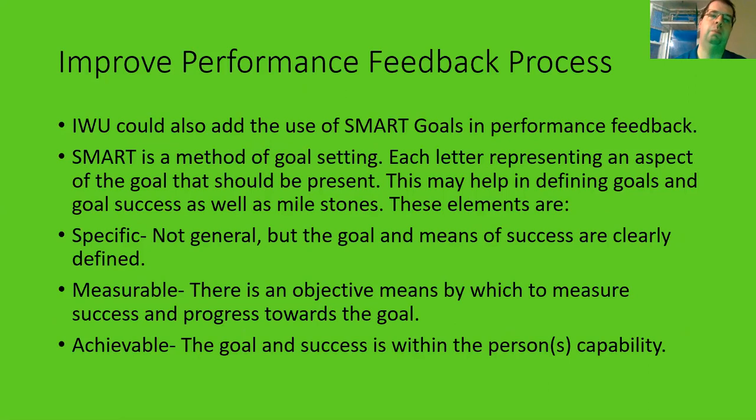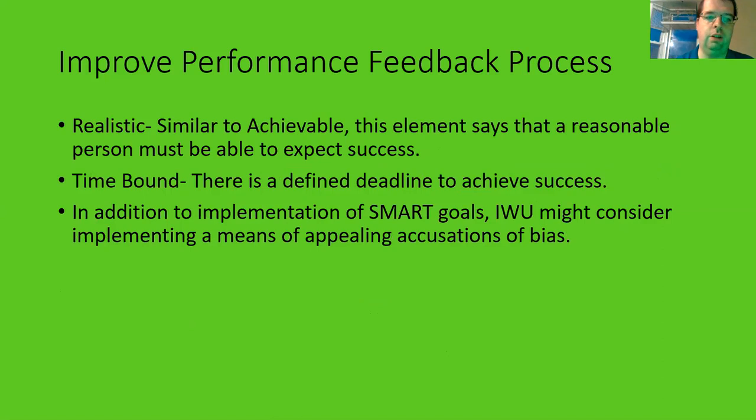And the implementation of SMART goals: specific, measurable, achievable, realistic, and time-bound. Specific, it's not general or just kind of up there. We've got a defined means of evaluating success and failure. Measurable, there is, of course, objective means to measure it. Achievable is within the person's capability of reaching. Realistic, similar to achievable, it says that a reasonable person must be able to expect success. And time-bound, there is a defined timeline.